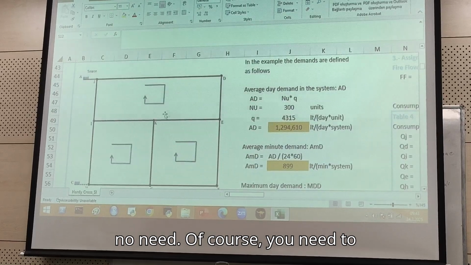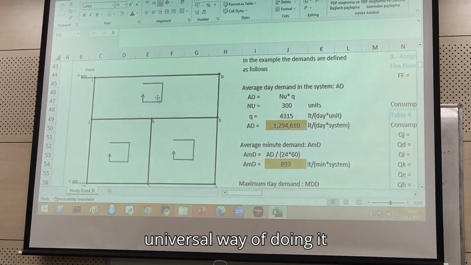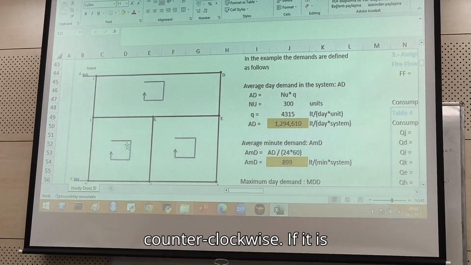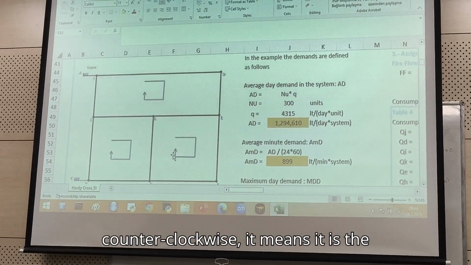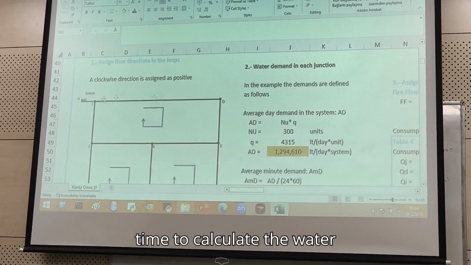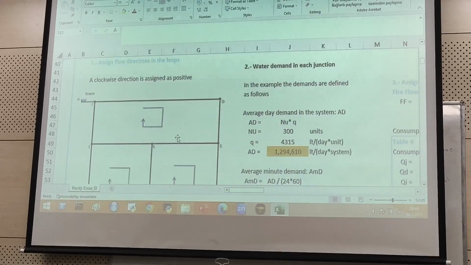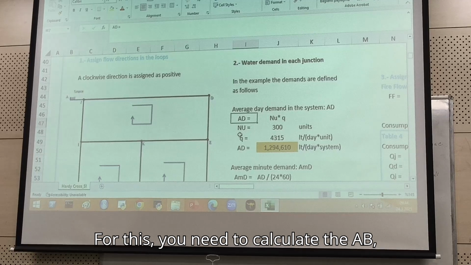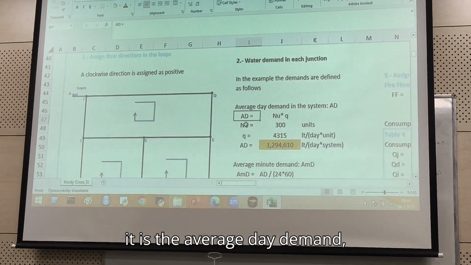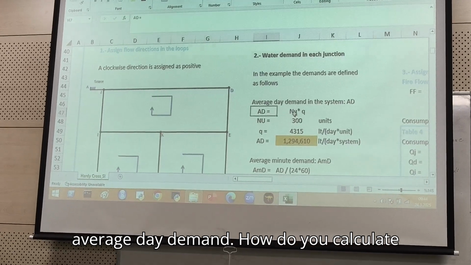Of course, you need to assign the positive directions, and the universal way of doing it is counterclockwise, okay? If it is counterclockwise, it means it is the positive direction. And now it is time to calculate the water demand in each junction. For this, you need to calculate the AD. It is the average day demand. How do you calculate it?